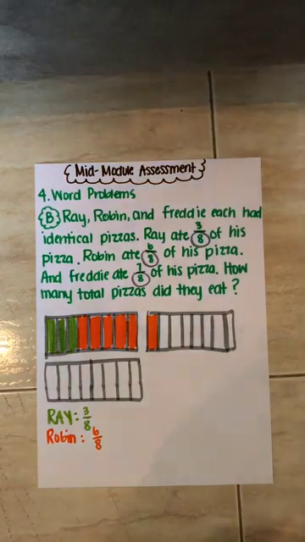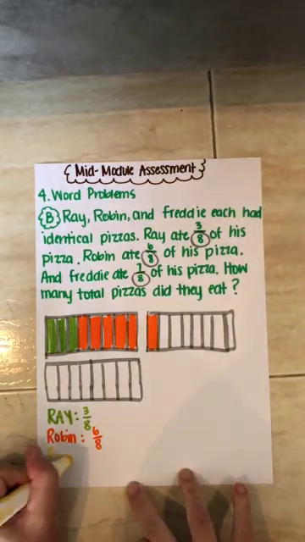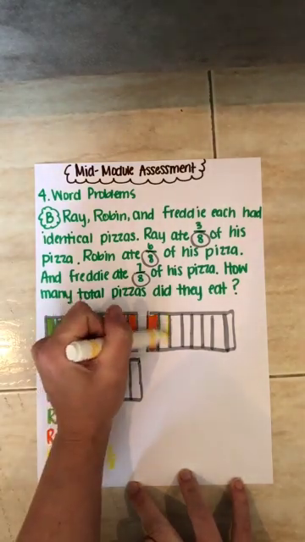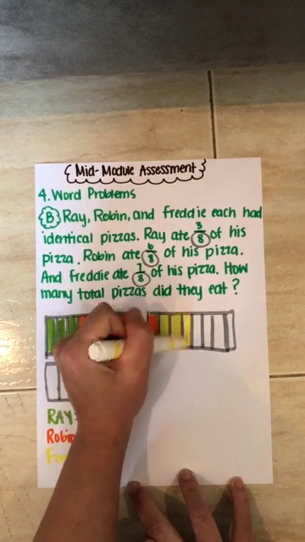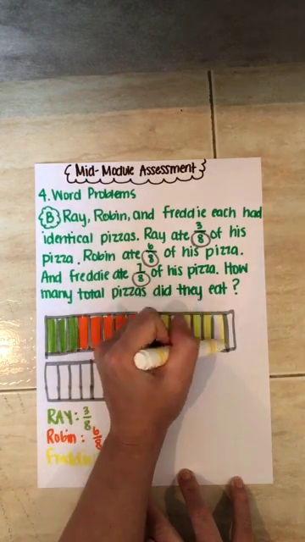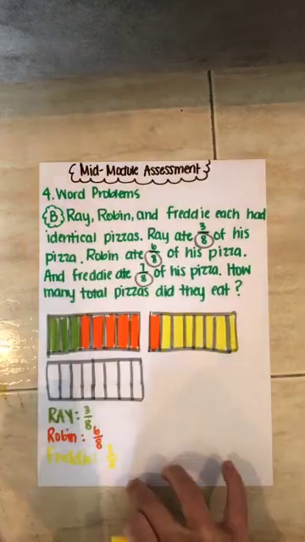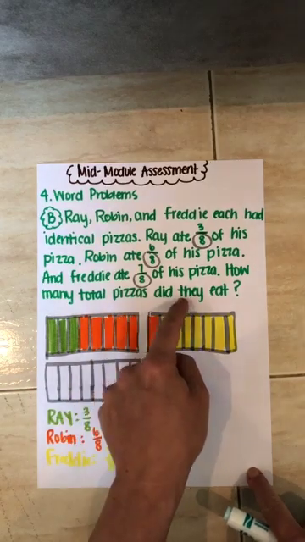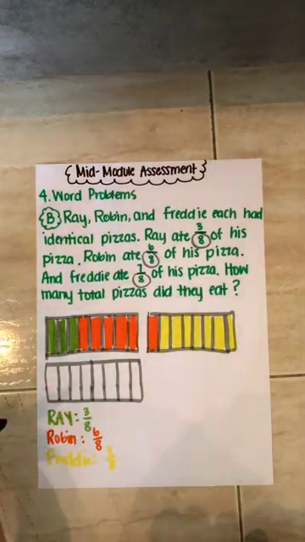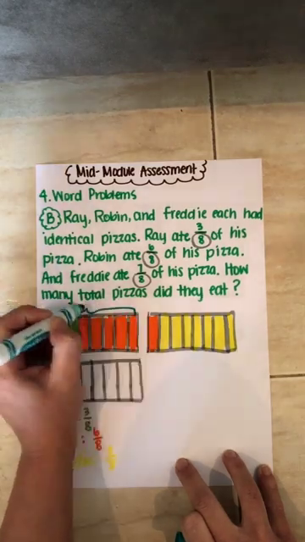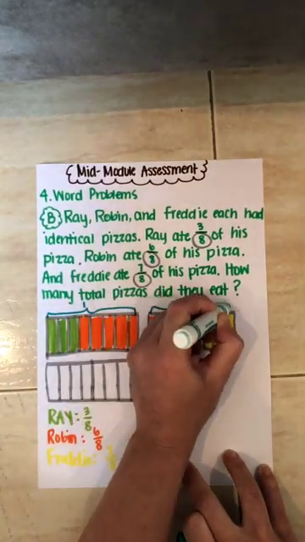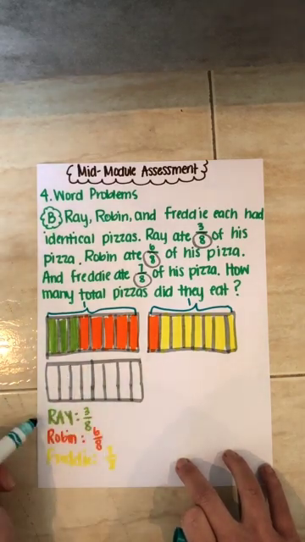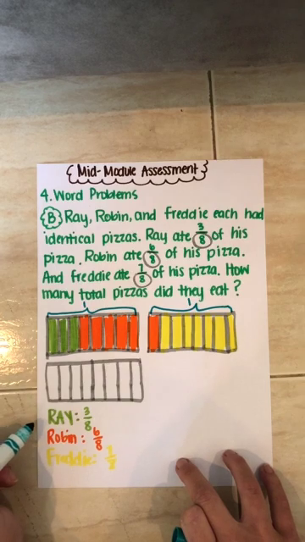And last, we have Freddie. We'll make him yellow. Sorry, it's kind of hard to see. And he ate 7/8 of his pizza. So we need to color in 7 pieces. 1, 2, 3, 4, 5, 6, and 7. So the question asks, how many total pizzas did they eat? Now we can look at this model and we know that this is 1 whole, and we know that this is 1 whole also. So we can see with our model that together these 3 boys ate 2 whole pizzas.